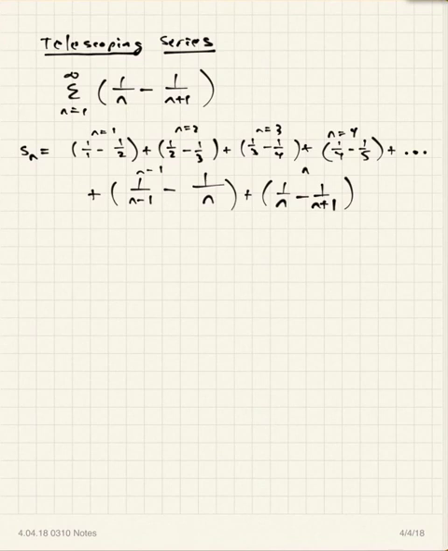So you expand this sequence, the nth term, out like this. And this is the nth term of the sequence of partial sums, right? This is the nth term of the sequence of partial sums. We're adding the first n terms together.